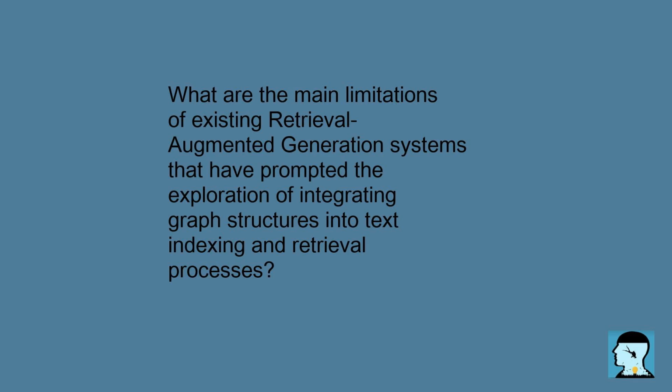What are the main limitations of existing retrieval-augmented generation systems that have prompted the exploration of integrating graph structures into text indexing and retrieval processes?